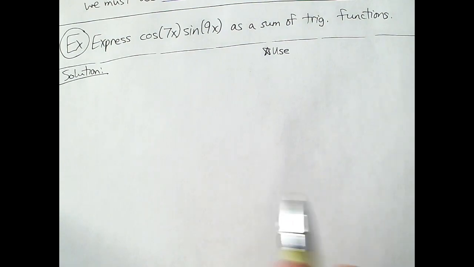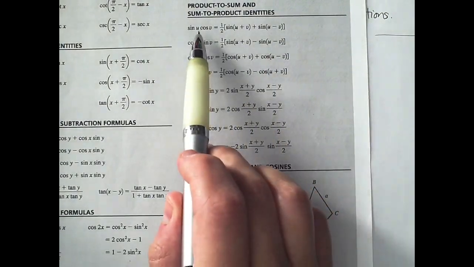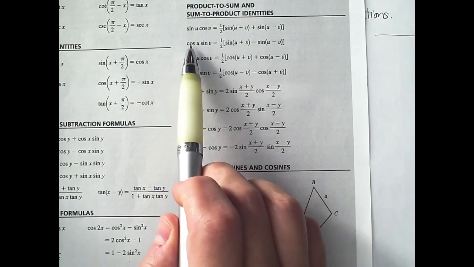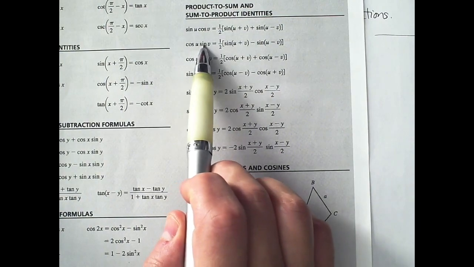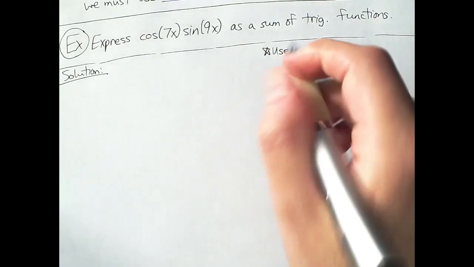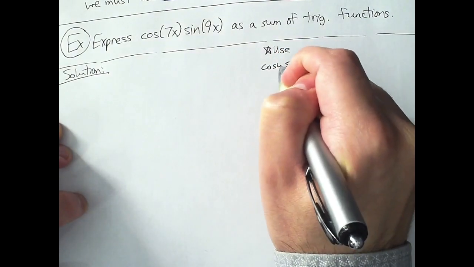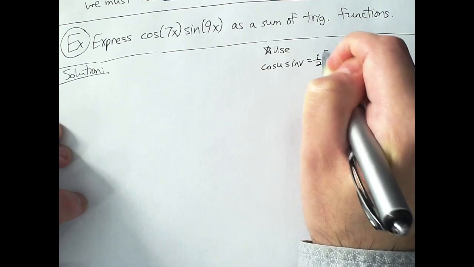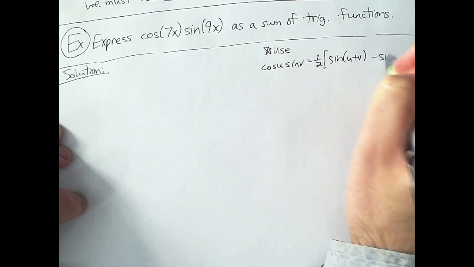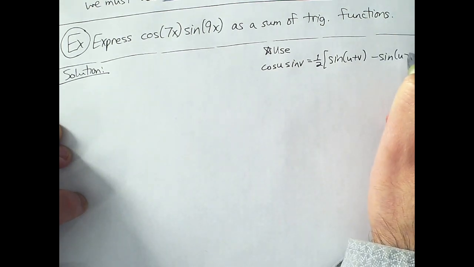Well, we could look at our sheet and say product to sum identities. Left-hand side is a product. So which one has cosine and sine? This one, second one. Cosine something, sine something equals this. So that's what we'll do. Cosine u, sine v equals 1/2 sine u plus v minus sine u minus v.